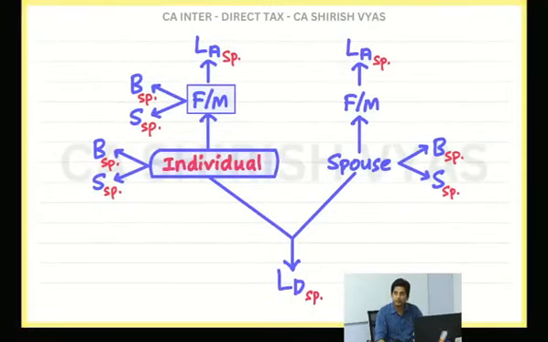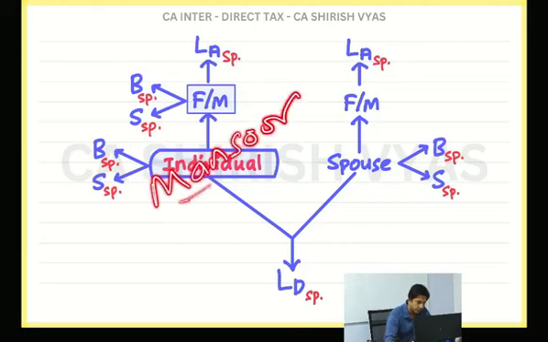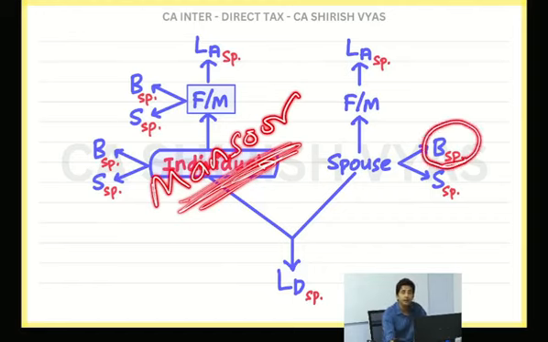His brother, his means what? Assessee. You understand assessee? The person in the question is called assessee, Mansoor. So this is Mansoor. Wait. This is Mansoor. And his brother-in-law means? Yes, this is the brother-in-law. So relative? So relative means exempt. Fully exempt.